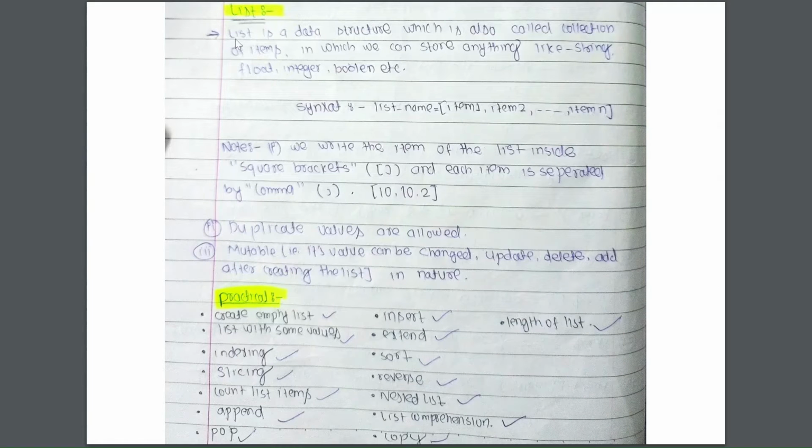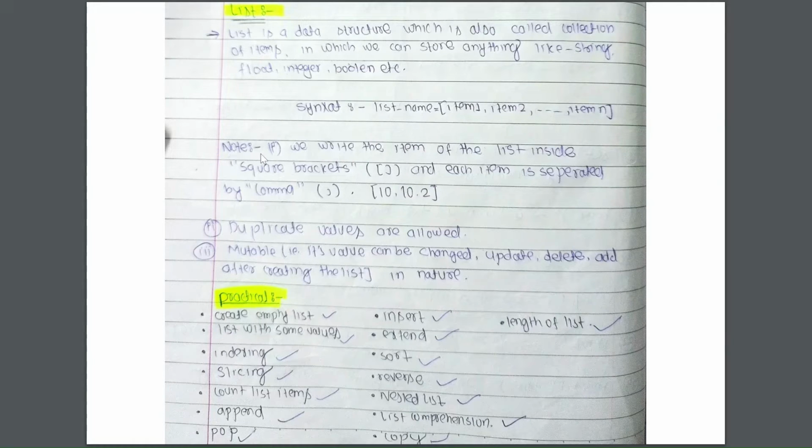Today we will discuss the topic of list. It is also one data type used in Python. List is a data structure, also called a collection of items, in which we can store anything like string, float, integer, boolean, etc. Syntax of list is list name, item 1, item 2, item 3, item n.